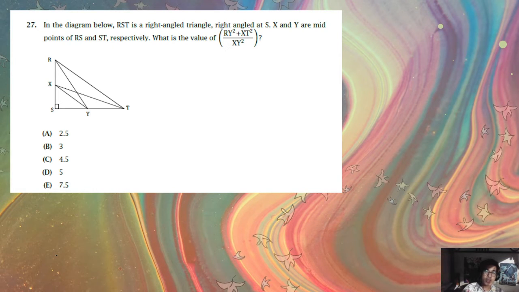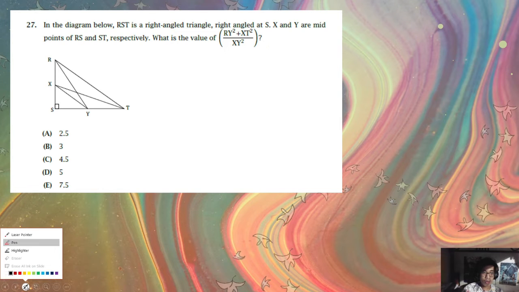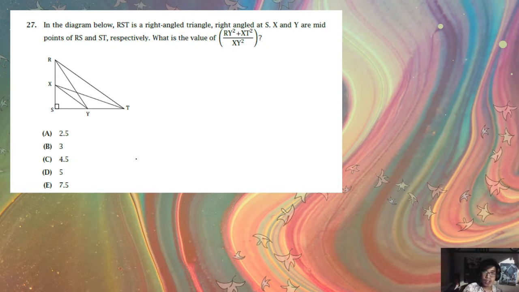Okay, so let's try to read this problem. In the diagram below, triangle RST is a right-angled triangle with a right angle at S. X and Y are midpoints of RS and ST respectively. So we need to find a value for this problem. What is the value of the quantity RY squared plus XT squared, all over XY squared? So how will we solve this problem?